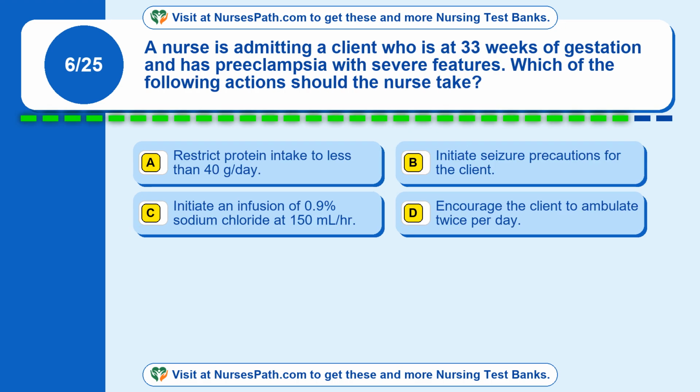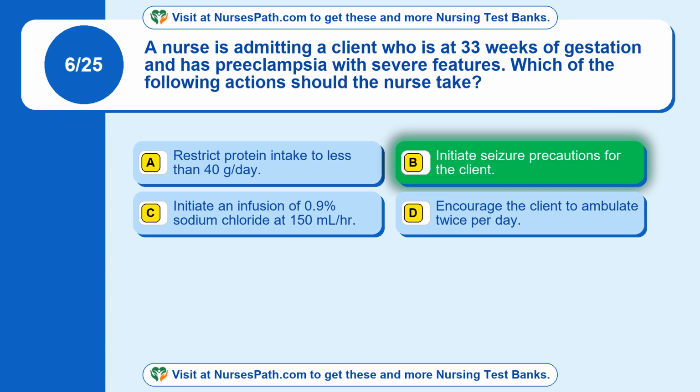Question 6. A nurse is admitting a client who is at 33 weeks of gestation and has preeclampsia with severe features. Which of the following actions should the nurse take? Option A. Restrict protein intake to less than 40 g/day. Option B. Initiate seizure precautions for the client. Option C. Initiate an infusion of 0.9% sodium chloride at 150 mL/hr. Option D. Encourage the client to ambulate twice per day.